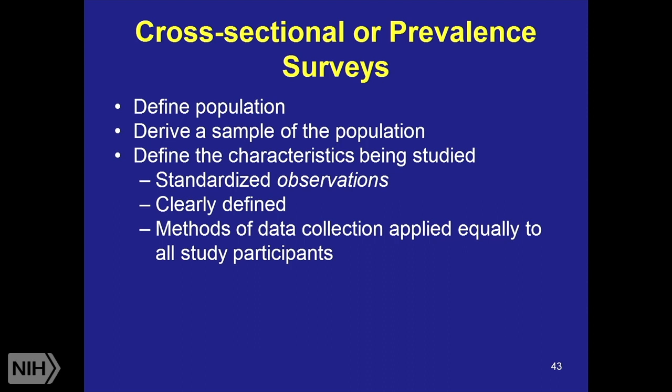Am I going to look at all adults 18 and older in the United States? Am I going to try to find everybody that has a very specific rare disease around the world? Am I going to try to find a sample of people with this disease on the African continent? What am I trying to do? Define your population. Derive a sample of that population. Who are you going to actually ask and give this survey to?